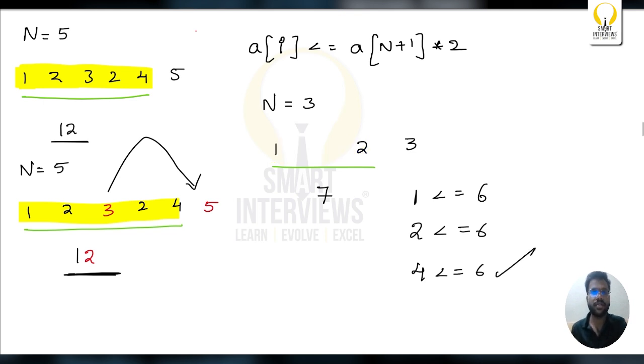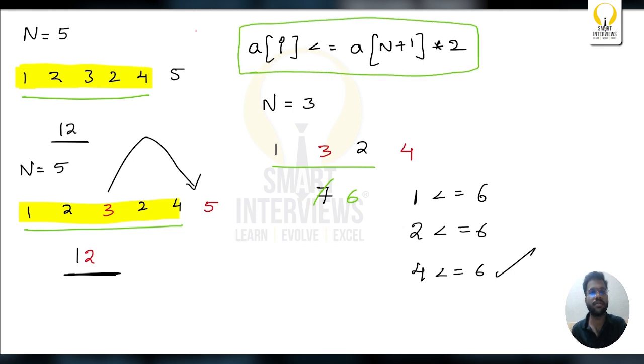Okay, so let's swap 3 with 4. So 3 will be here and 4 will be here. Now what is the value of sum? Which is 6, which is minimum than the previous value. So you cannot swap it directly when this case is satisfied.